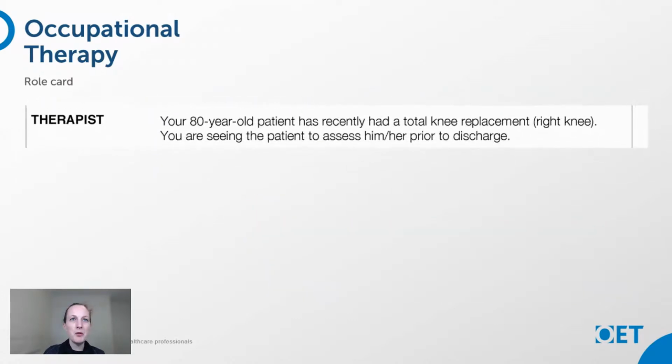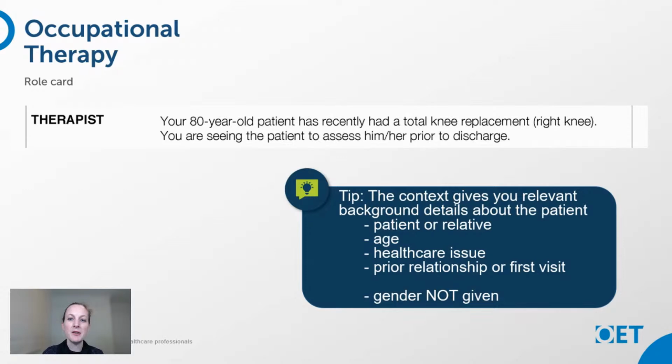So now we move on to the background information, and this will always give you details of the patient's age and the healthcare reason for the conversation. But it will never specify the patient's gender or give you the name of the patient. And there is an important reason for this. All OET tasks are written to be genderless, and your patient will simply be the gender of your interlocutor on test day. So if your interlocutor is male, you will speak to your patient as if they are a man. If your interlocutor is female, you will speak to them as if they are a woman.